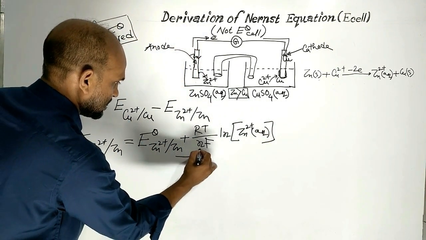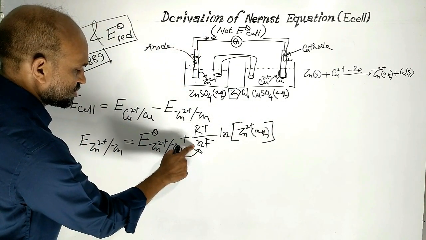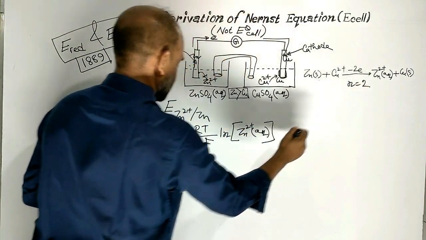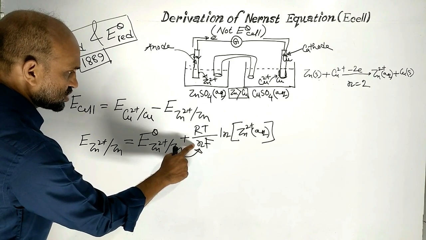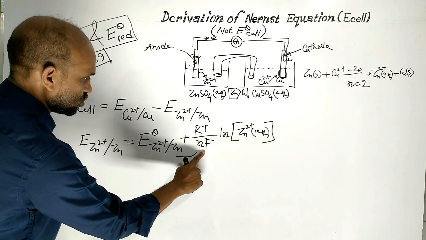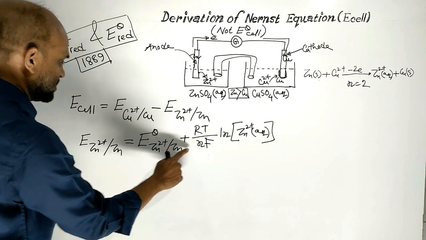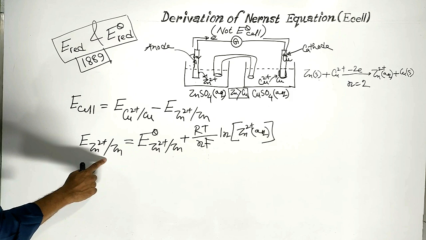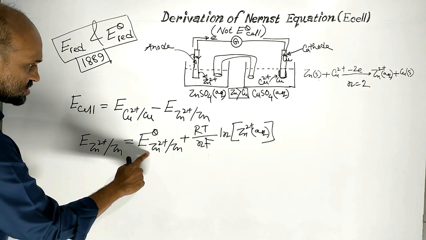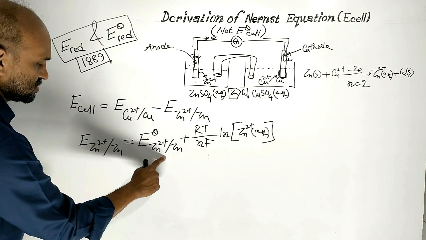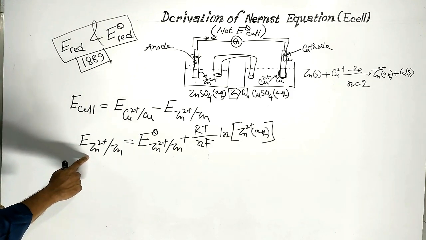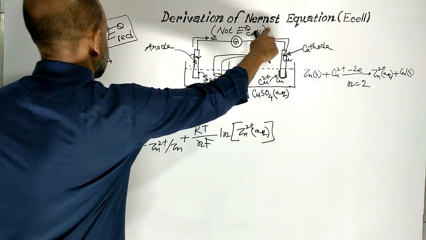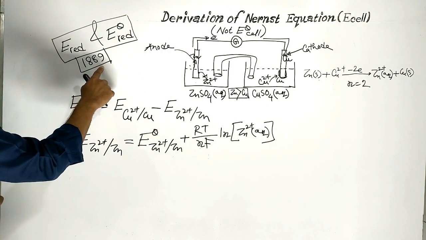Here, N is the number of moles of electrons transferred. Here N is equal to 2, so 2 can be put instead of N. Generally we can put N. This is the relation between non-standard state reduction potential of electrode and standard state reduction potential of electrode. This relation was established by German chemist Walther Hermann Nernst in the year 1889.